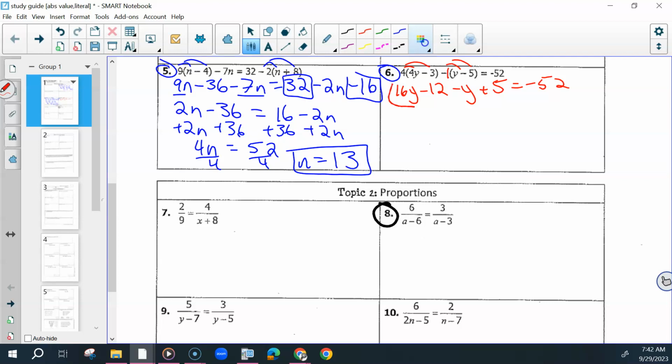Combining our like terms, we have 16y, negative y, negative 12 plus 5, 15y minus 7. And then from there, we'll move to the other side by adding.